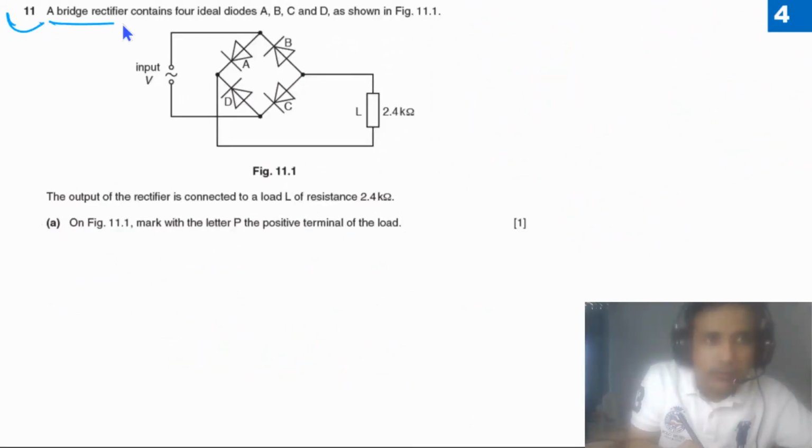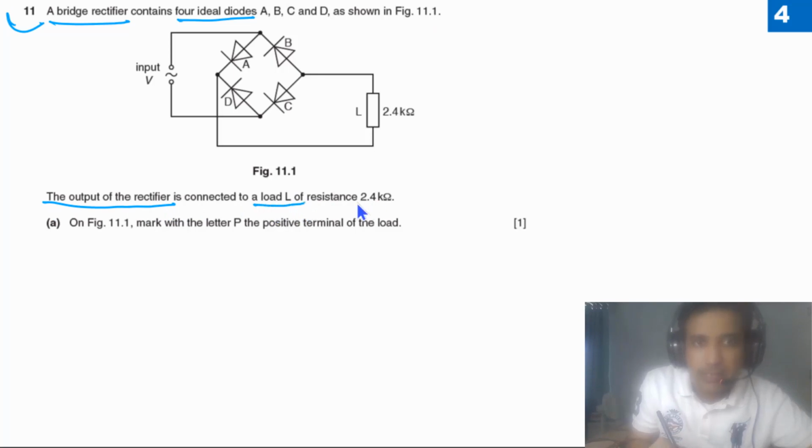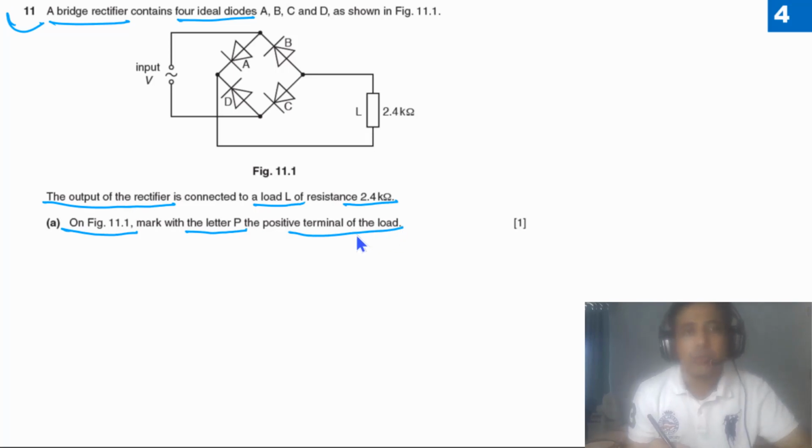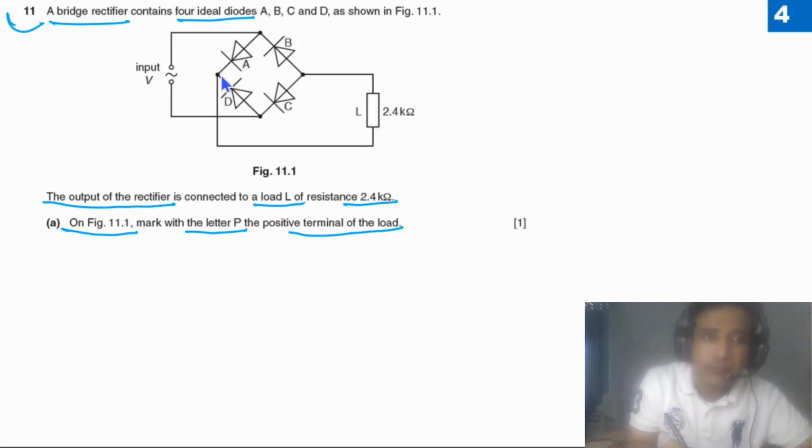Question 11 says a bridge rectifier contains 4 ideal diodes A, B, C and D as shown in figure 11.1. The output of the rectifier is connected to a load capital L of resistance 2.4 kilo ohms. On figure 11.1, mark with the letter capital P the positive terminal of the load. So we need to mark the positive terminal of the load, means of this resistor. Positive terminal is the side through which current is entering. That side is the positive terminal, and we can find it out by just looking at this arrangement of diodes.